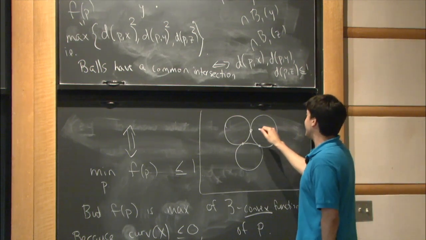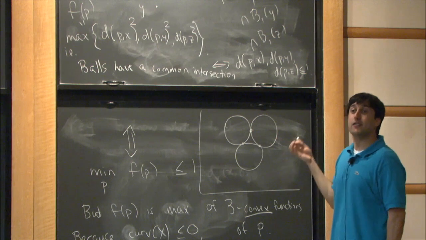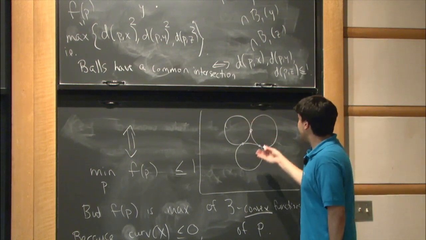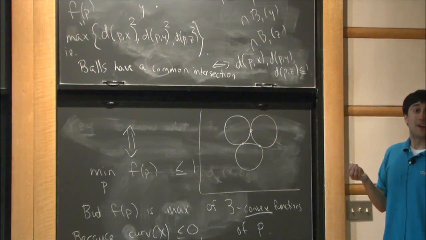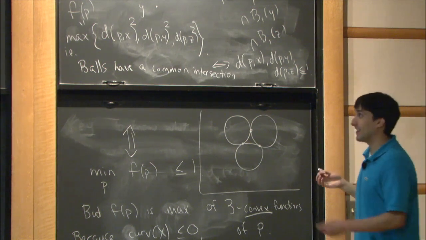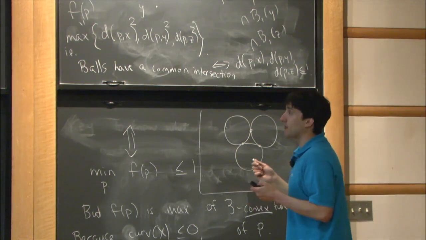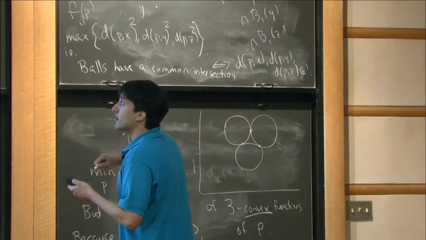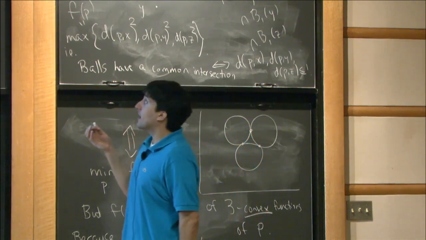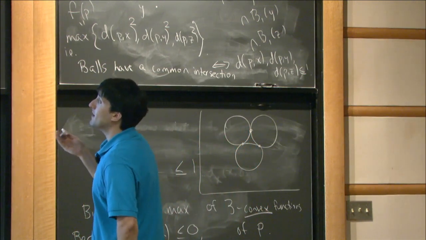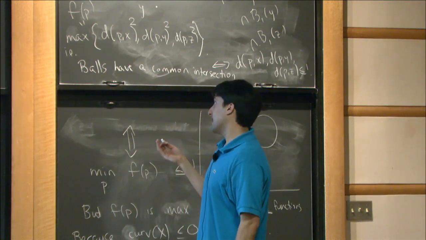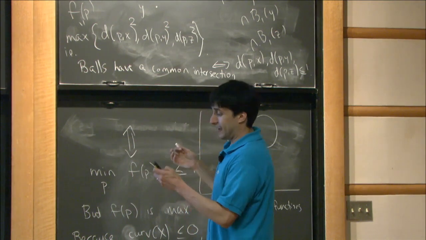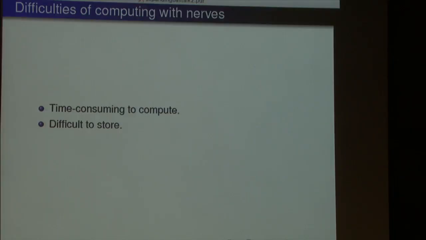The hard thing to do is, if you're in a situation like this, how do you certify that three things don't have a common intersection point? That's a harder problem to solve. So the problem with computing with these nerves is that, as we saw in the example from a much earlier slide, it can be very time consuming to compute this.